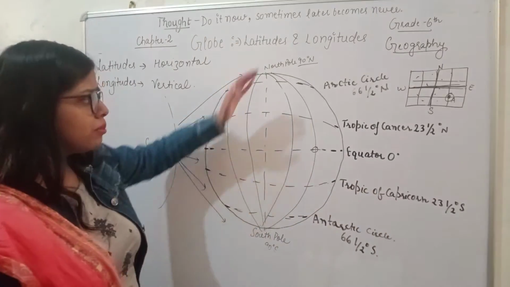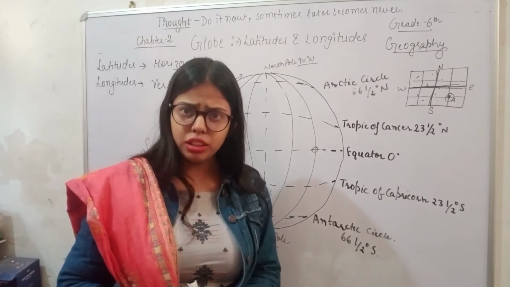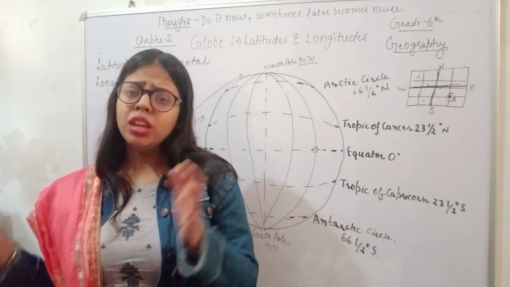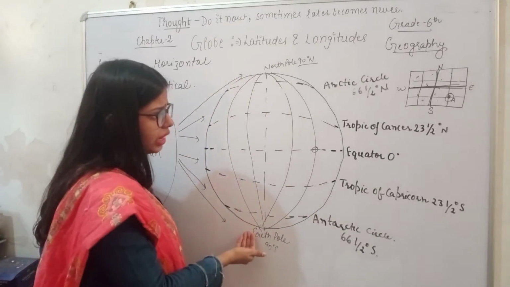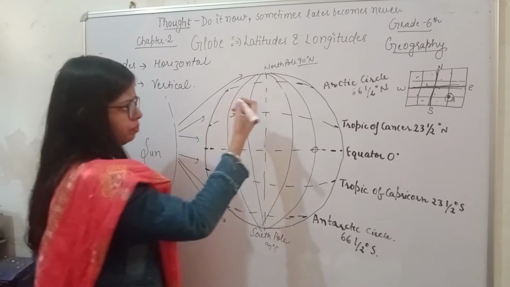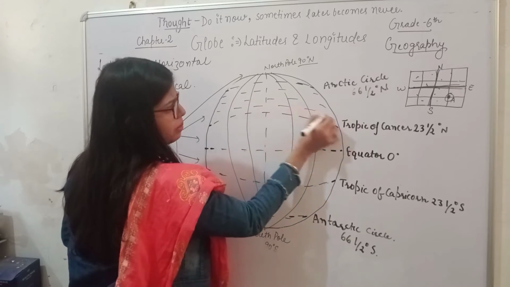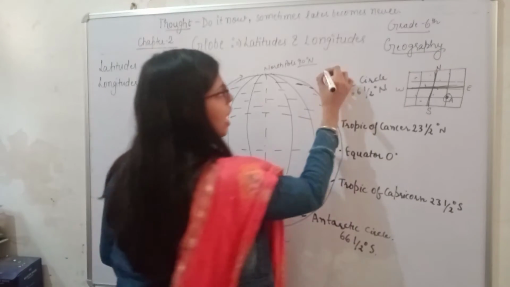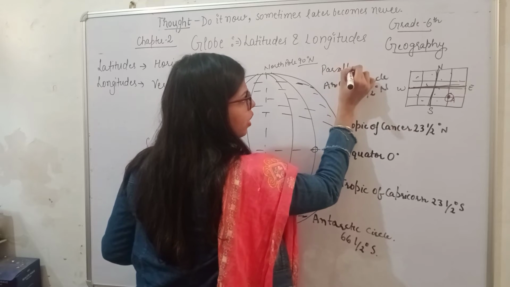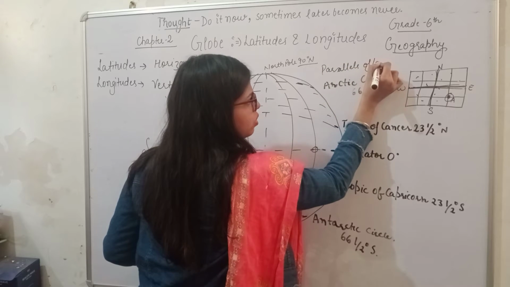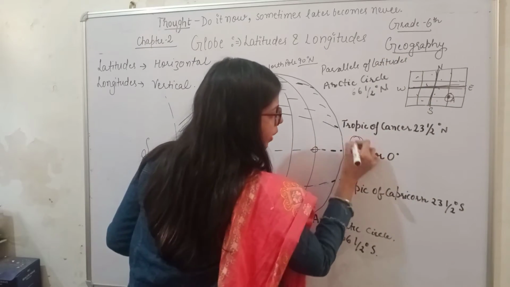Now come to some of the important latitudes. These are also known as parallels of latitudes. We have many latitudes, many such imaginary lines, but we have these 5 important latitudes which are known as parallels of latitudes. So first is the equator.